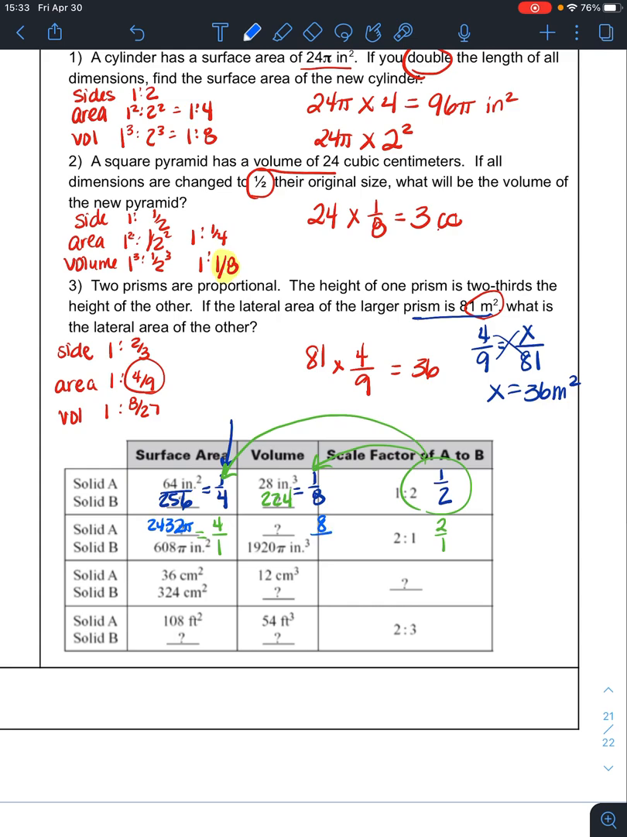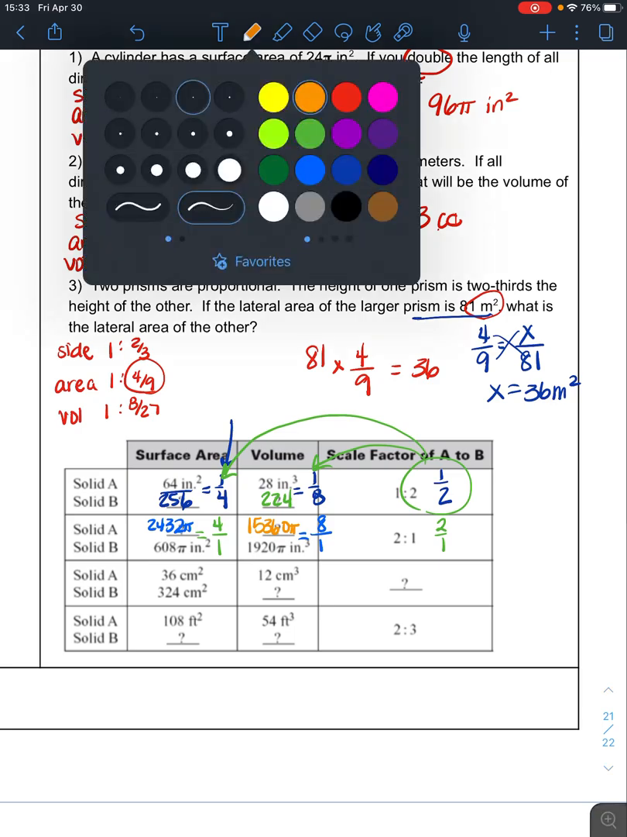You can do the same thing here, but you would use cube. 2 cubed is 8, 1 cubed is 1. Set up your proportion, and you can solve it. And you get 15,360 pi.